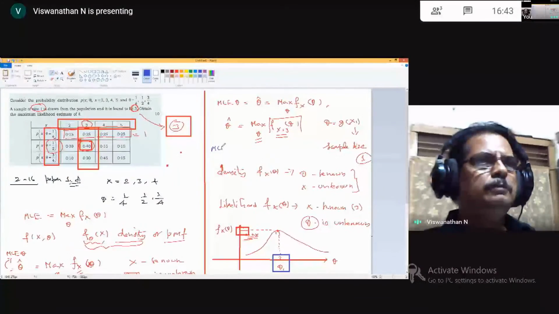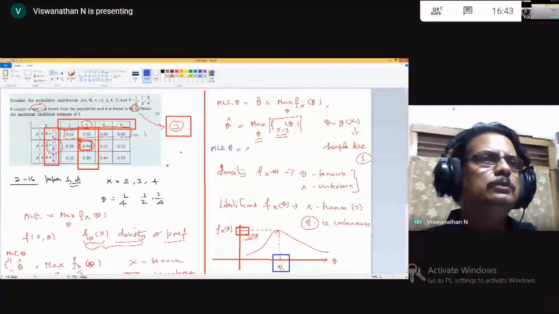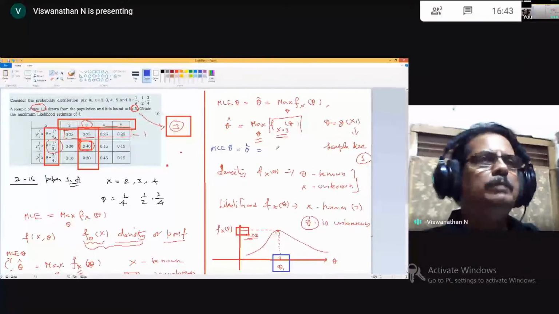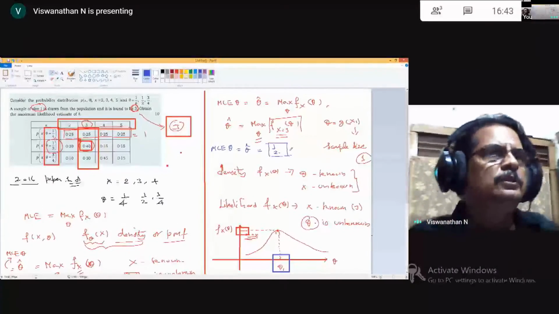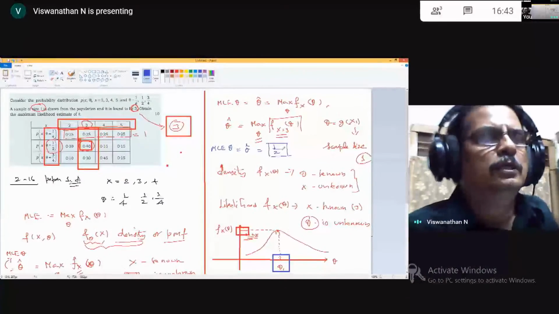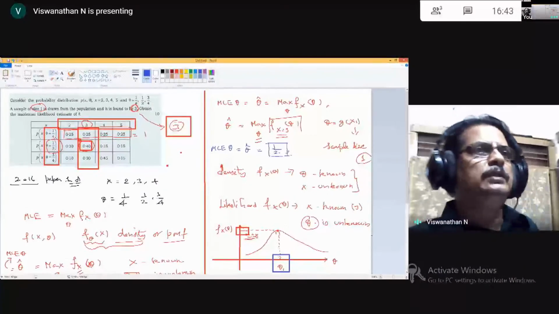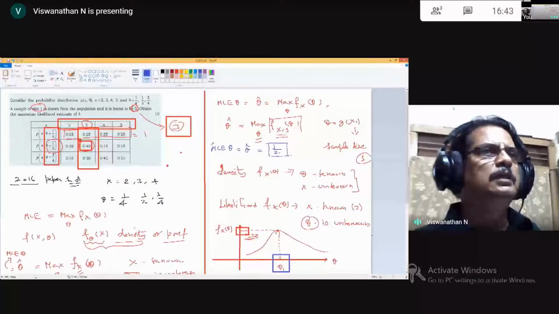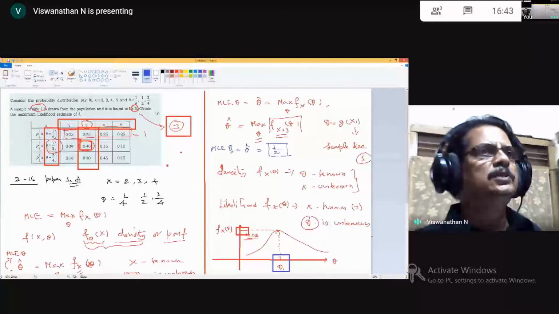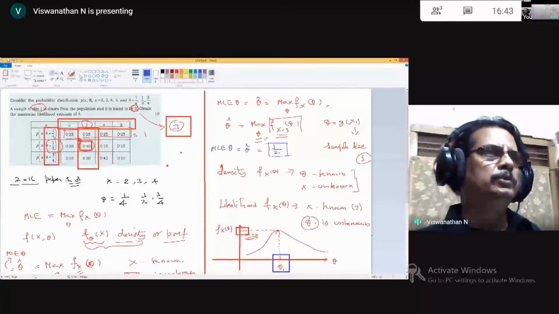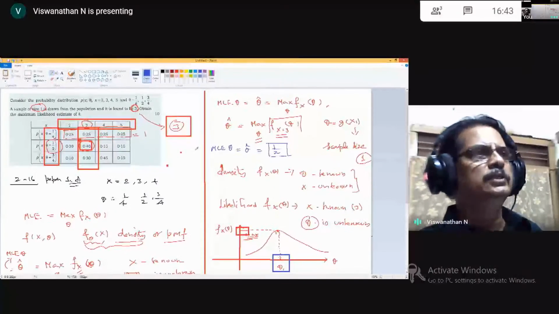So the MLE of theta, theta hat, is equal to 1 by 2. So this is what the final answer is. With the help of the table, we are supposed to find the estimator, because normally we will be replacing this estimator in the test function when we go for the likelihood ratio test in the next class. That is, in a way, this is connected to the test.